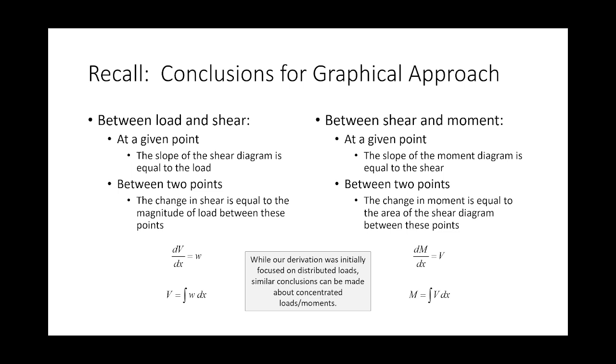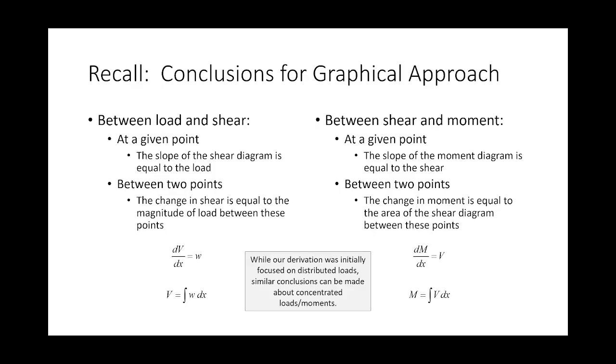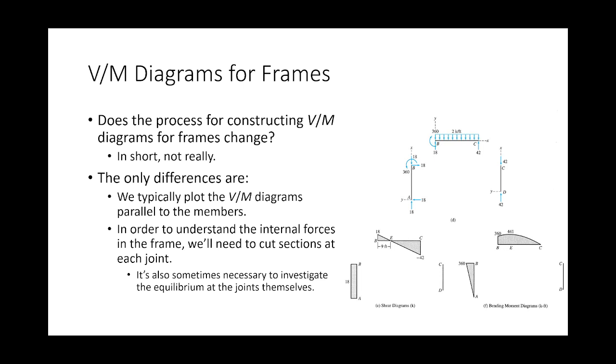All it is just cutting sections. That's really the only thing that's different, and we've already been doing that. So we still use the same conclusions for our graphical approaches. We still use the same process. The only thing I guess that is different is we have shear and moment diagrams that are like this, right?